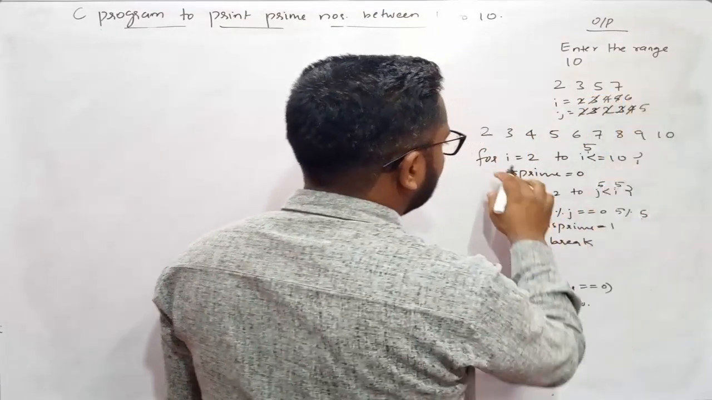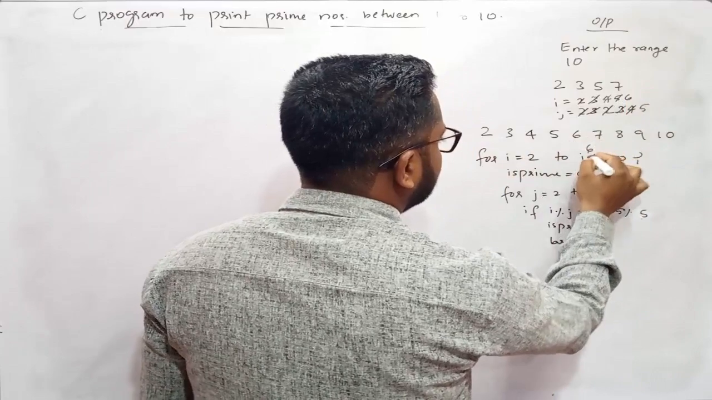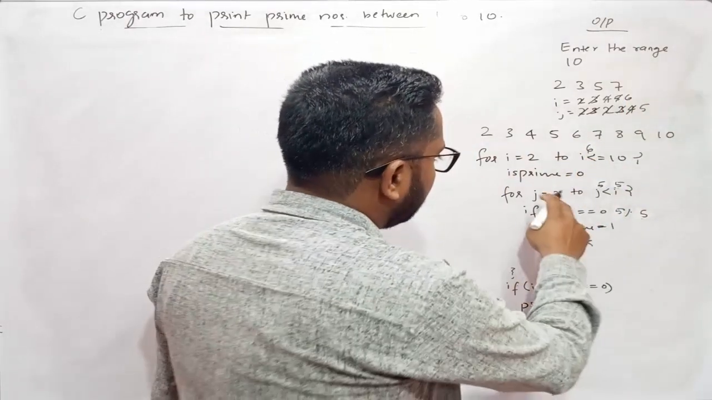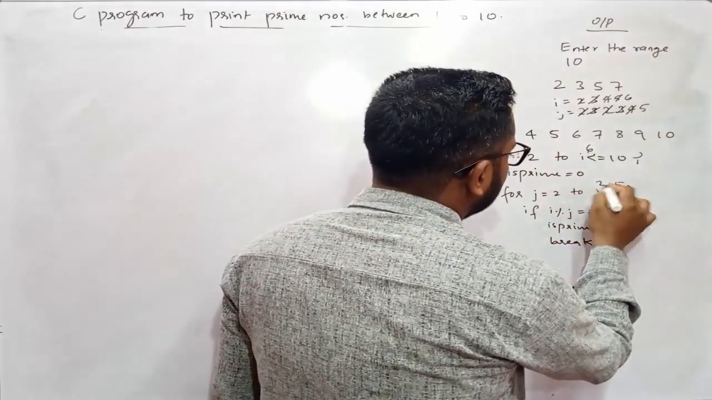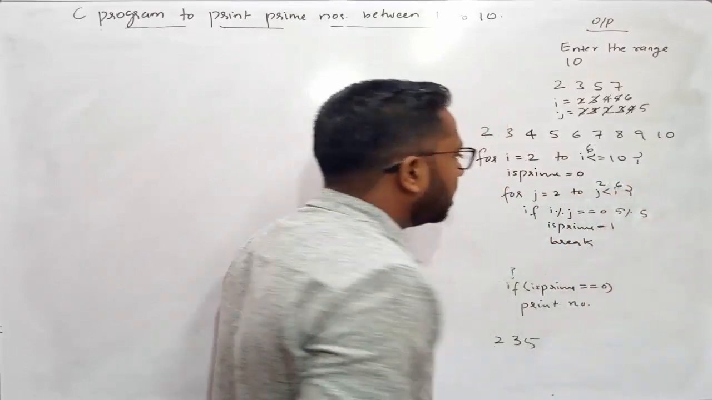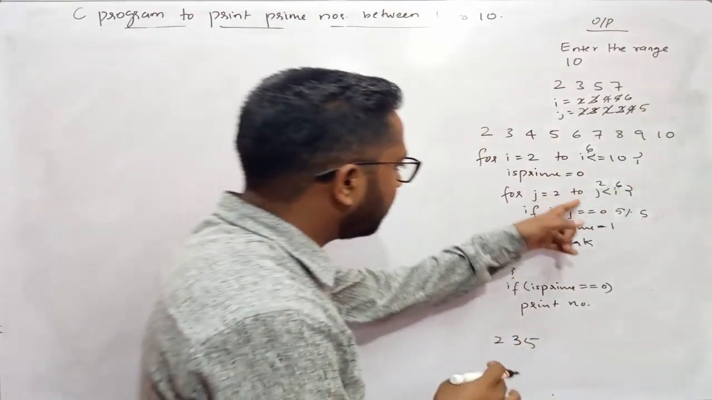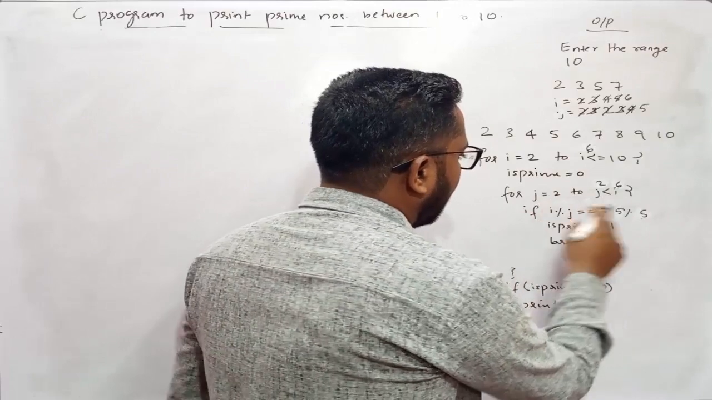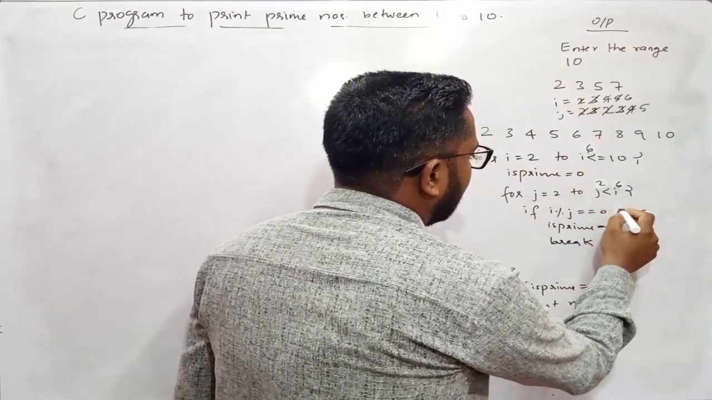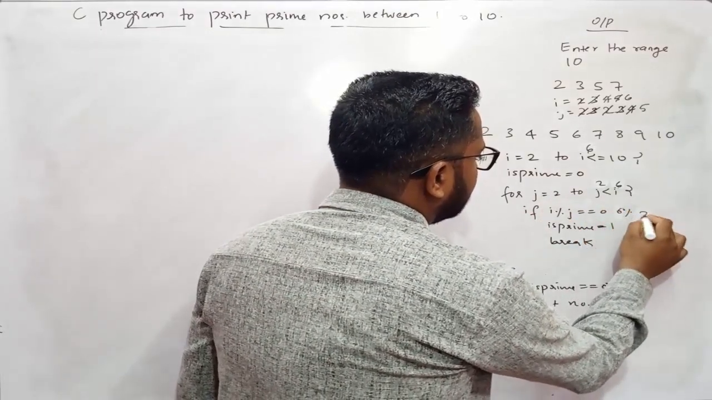Now i becomes 6. i value equals 6. 6 is less than or equal to 10, condition true. So here j equals 2 and here i is 6. 2 is less than 6, the condition is true. That's why control will come inside the loop, to the if i mod j. Here i is 6, j is 2.